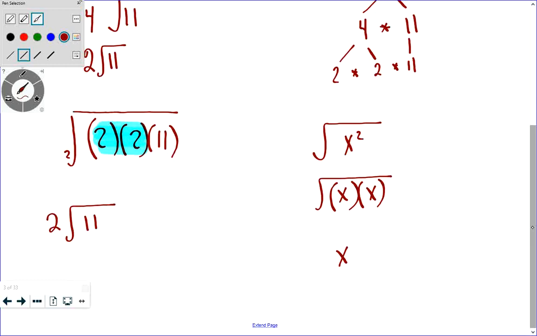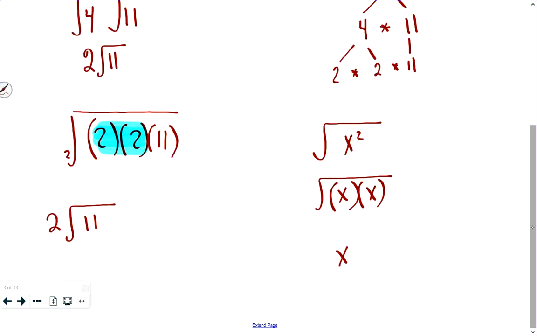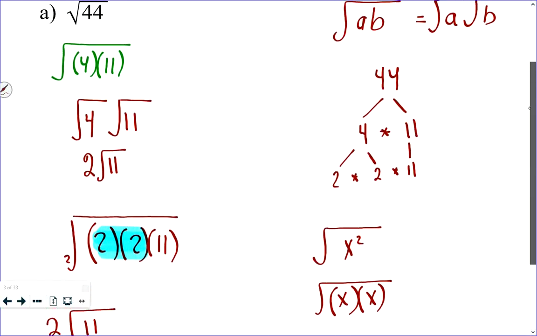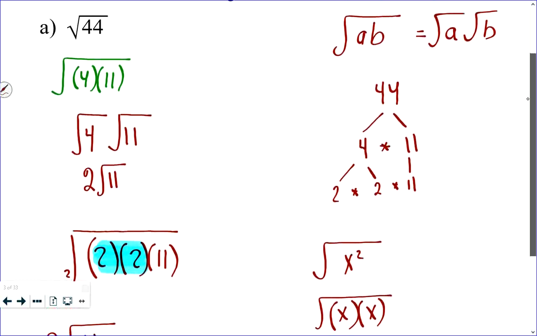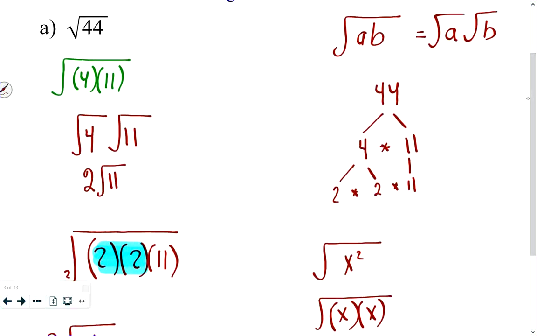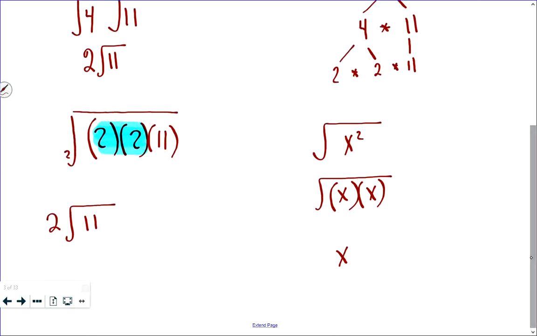And I know that most of you would much rather just do the 4 times 11 and the square root of 4 is 2. I know that, okay? Anyway, food for thought. There's another way to look at it. Regardless, any questions with this first example?